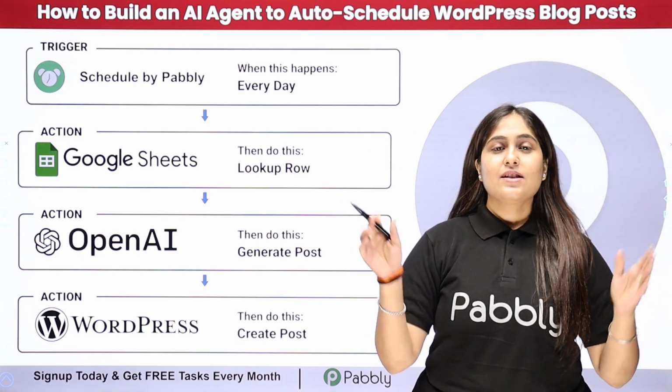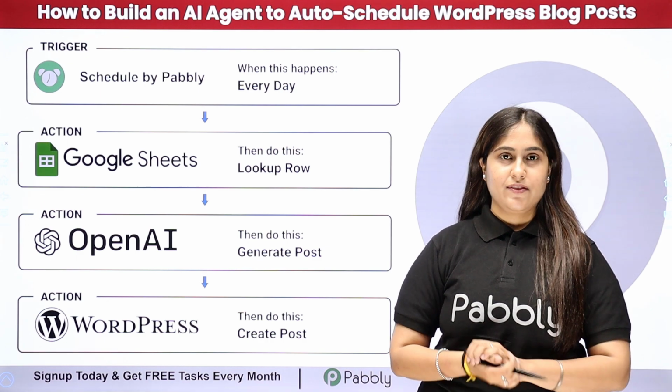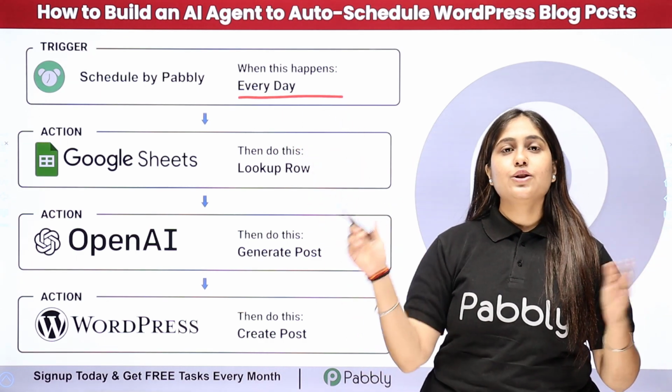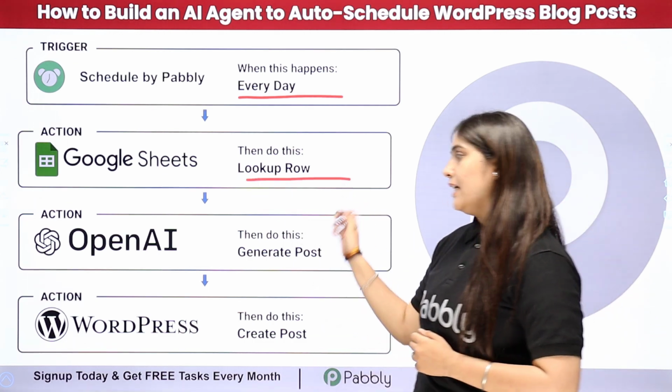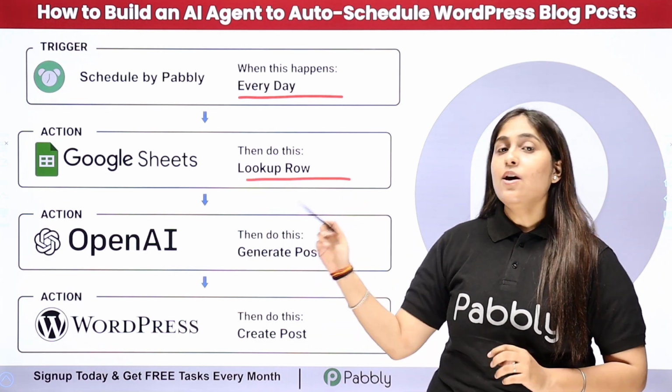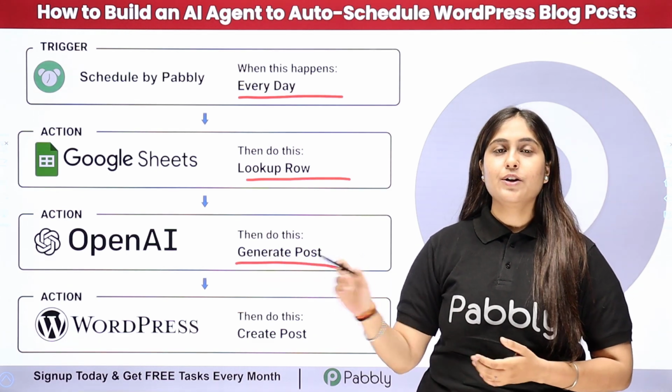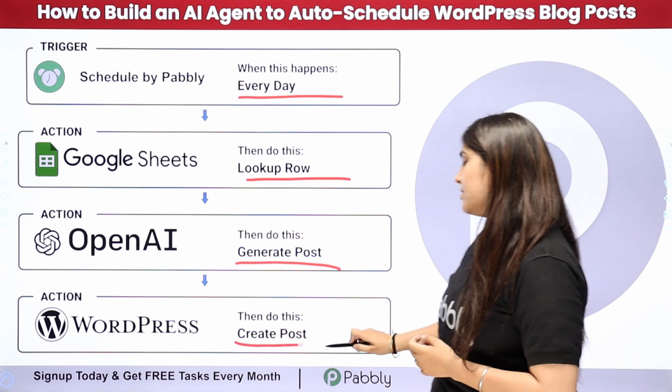In this video, we are going to understand how to build an AI agent to auto-schedule WordPress blog posts. As a content creator, my objective is that every day at a specific time, my workflow should get triggered and look up the topics in my Google Sheets. After that, OpenAI should automatically generate the post for my WordPress, and after generating the post, it should automatically be shared on my WordPress account too.